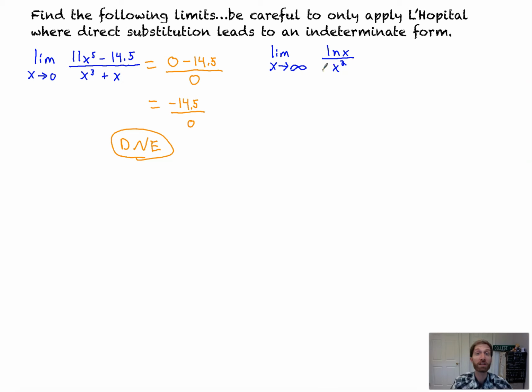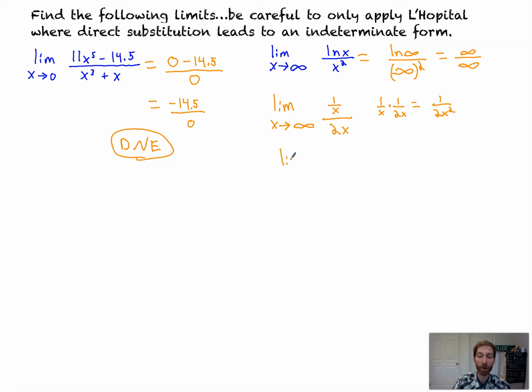How about this one? Let's plug in infinity. And so we'll get ln of infinity over infinity squared. Ln of infinity goes to infinity, so infinity over infinity. So that's indeterminate form. So we will apply L'Hopital's rule. So that's going to be the limit as x goes to infinity of, well, the derivative of the numerator is 1 over x. The derivative of the denominator is 2x. When you simplify this, this is 1 over x times 1 over 2x. That's really what's going on when you divide by 2x, which is equal to 1 over 2x squared. So that's the limit that we're now going to evaluate.